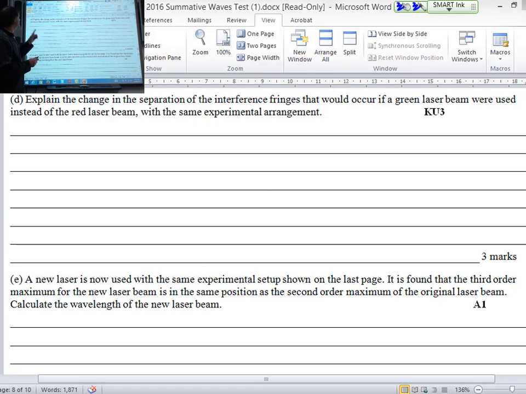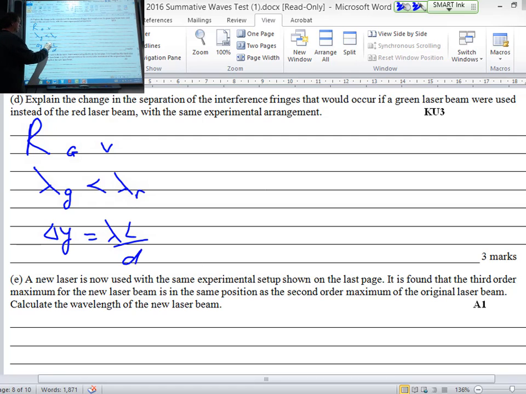Okay. Now the next one says explain the change in separation if you're going to use a green laser beam instead of a red one. So it's just important to realise that the red is the largest wavelengths and it goes down to smaller wavelengths at violet. So green is sort of in between, but definitely the wavelength for green light is going to be smaller than the wavelength for red. So you get smaller wavelength for green light. And because we're using a double slit, delta Y is equal to lambda L on D. Naturally, if you go to a smaller wavelength, you're going to have a smaller fringe separation.